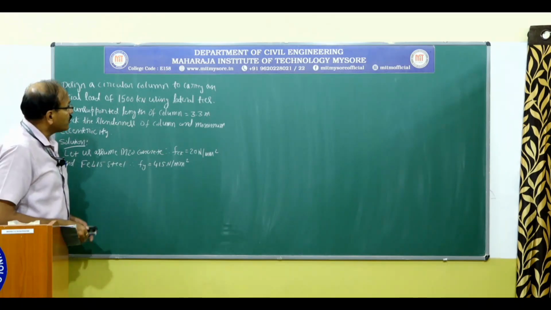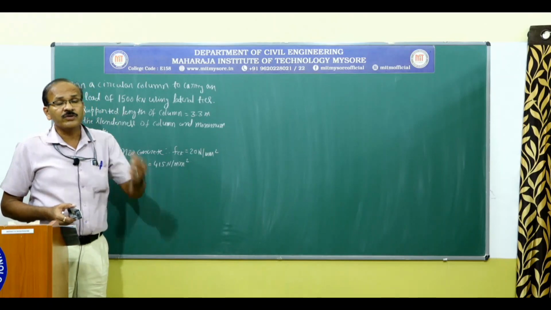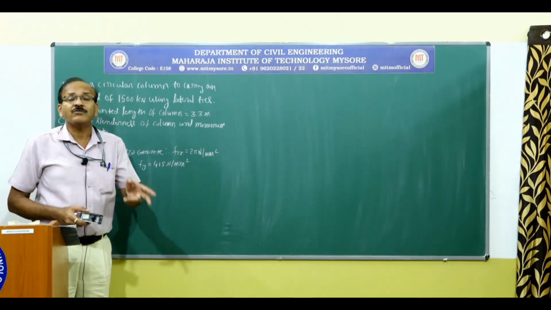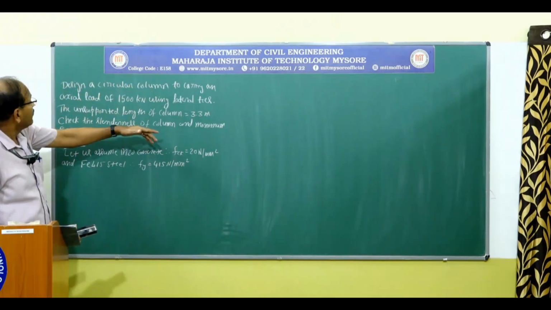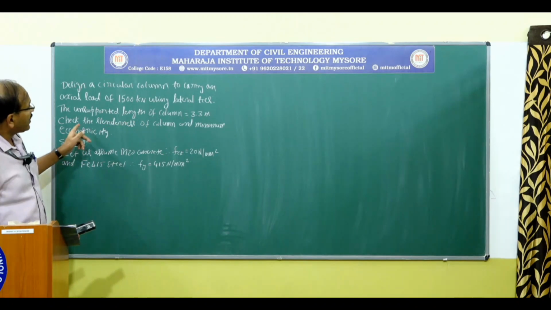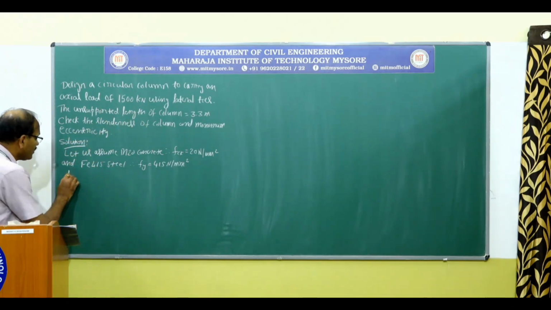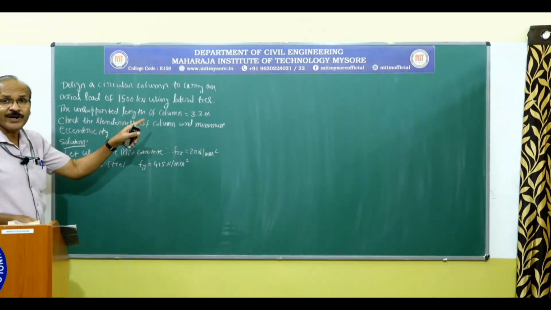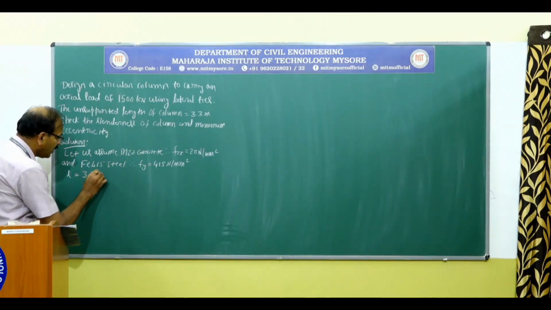Okay. So here the diameter of the column we don't know, and also we don't know the area of steel. That's what we need to find out. Here we have two unknowns. So here, as far as the length of the column is concerned, L equal to, that is the unsupported length or total length of the column, equal to 3.3 meter.